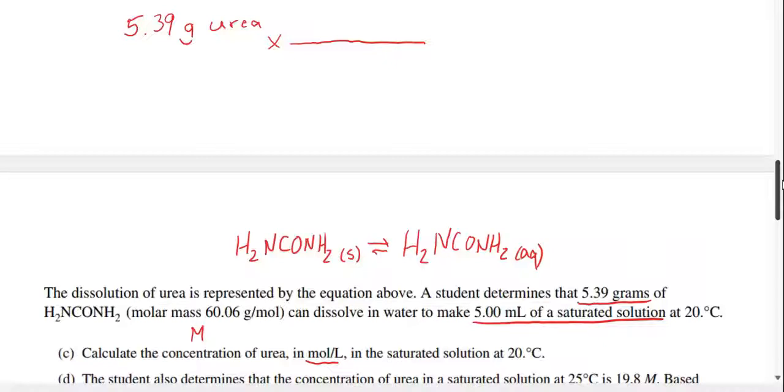So the number they gave me is 60.06 grams per mole. So when I do this, and you are allowed a calculator on this part, so you don't need to round anything, you can use your calculator, and we get 0.0897 moles of urea.